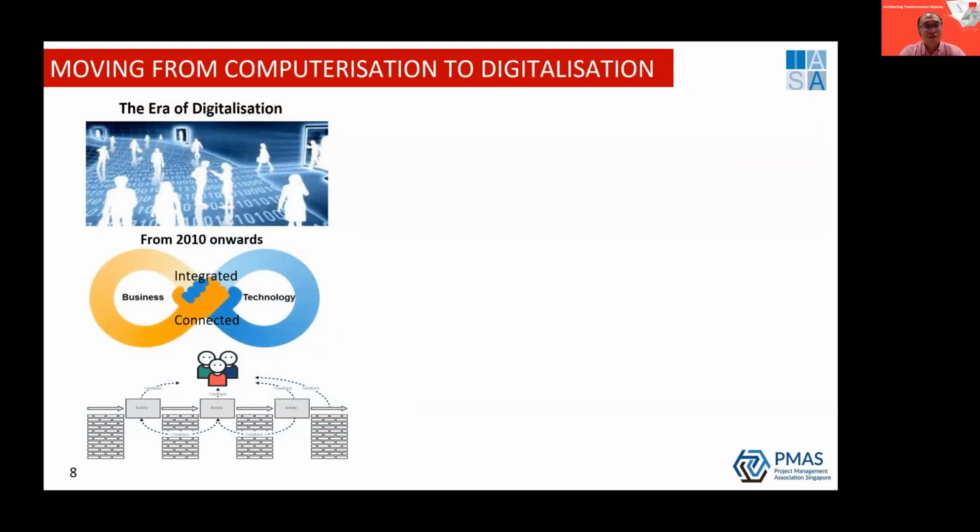Of course, now we are moving into the era of digitalization. I think it's already past 11 years, right? 2010 is the cutoff between the era of computerization and digitalization, whereby in the era of digitalization, business and technology integration is a requirement and they need to be connected. This is a prerequisite for successful digitalization.